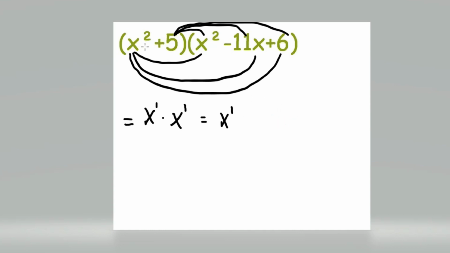So, dito, since parehas x squared yung variable, so, gagawin natin, yung sinabi ko kanina is, copy x, then, add yung 2 plus 2, which is 4. So x squared times x squared is x raised to the 4th power. So dito naman sa next is x squared times negative 11x. So alam na natin na negative tong next since positive times negative is negative.